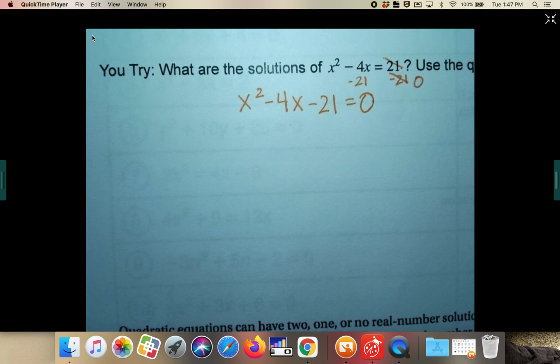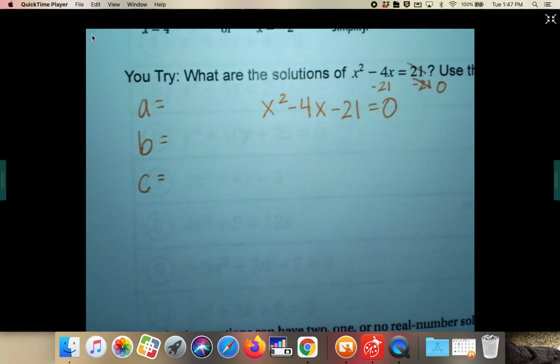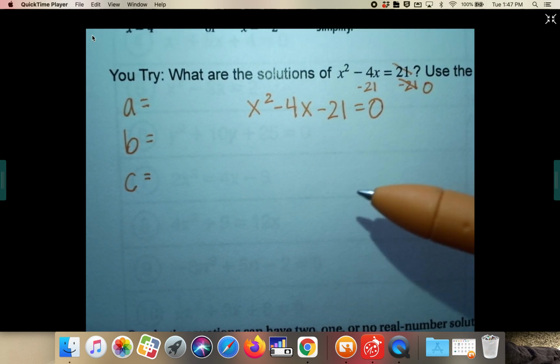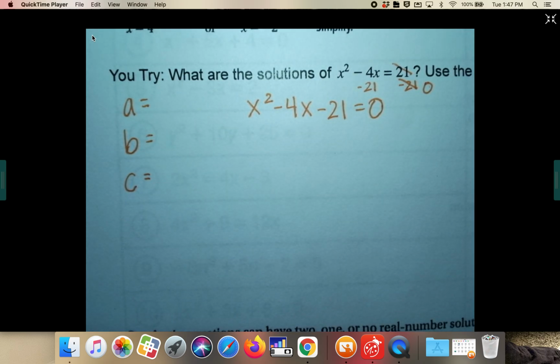Here's what I would do if I were you. Off to the side, I would write what is a, what is b, and what is c? Because when you do this, that's going to help you when you're singing your lovely little song to be able to fill in what the numbers are going to be that you need to fill in.